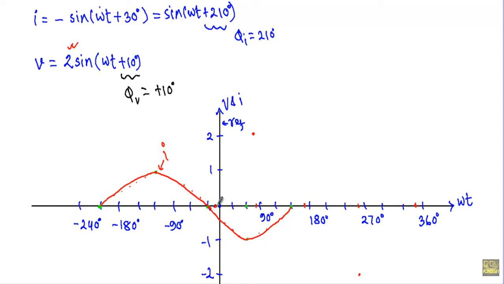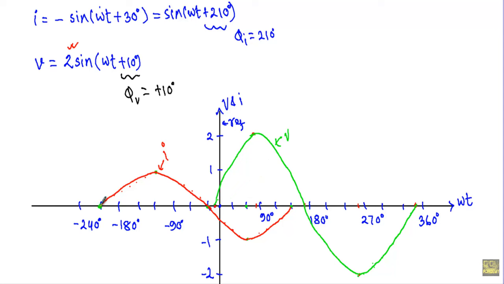See the angular displacement between this point will be 360. This origin to this point will be 270. This origin to this point will be 180, and this point will be 90. So if I join these points, I will get our alternating voltage. So this will be our alternating voltage V.